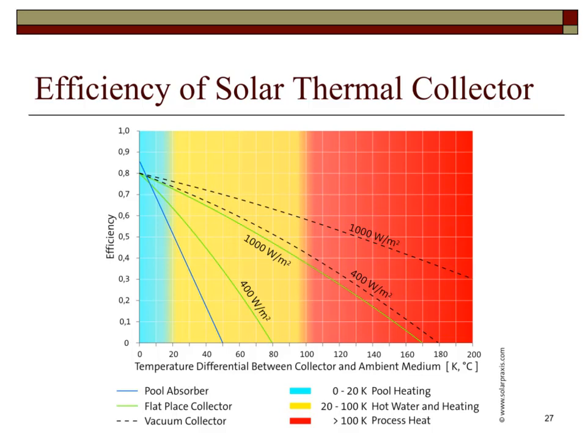The unglazed or pool absorber has a relatively high efficiency when the water temperature and the ambient temperature are close to the same. The flat plate collector has a higher efficiency that extends to a greater temperature difference between the water temperature and the collector and the ambient temperature. The evacuated tube demonstrates the higher efficiency of the collectors for greater temperature differences between the water and the ambient temperature.